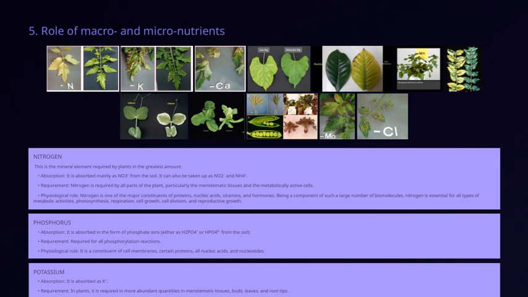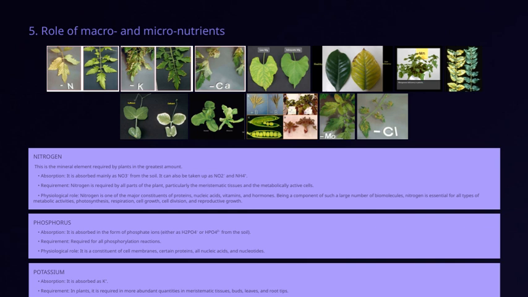Magnesium is crucial for chlorophyll formation and plays a significant role in regulating metabolic activities. It activates specific enzymes and is involved in maintaining cell membrane integrity. Magnesium is absorbed as Mg2+ and is needed in all parts of the plant.